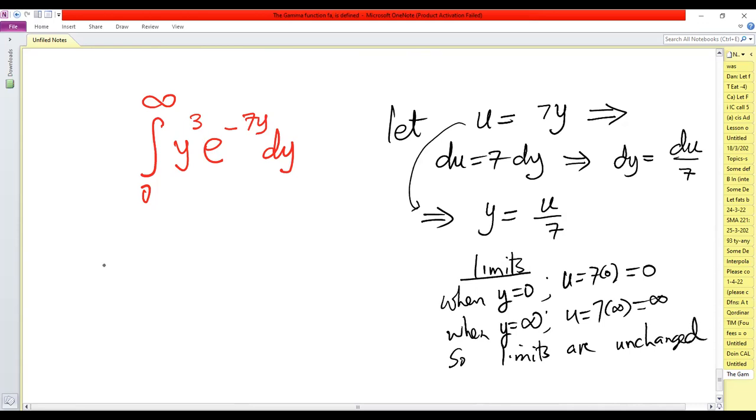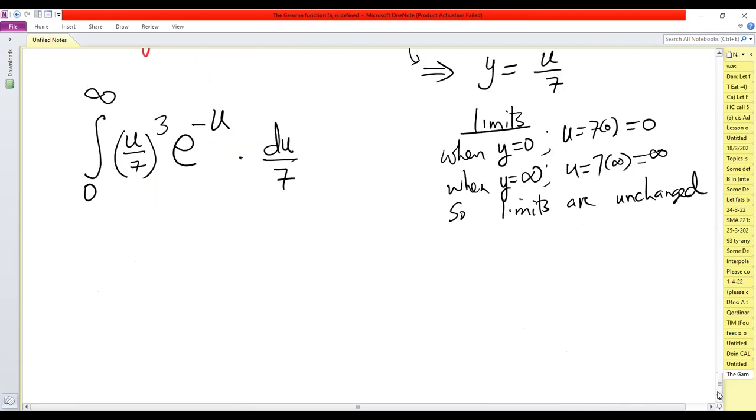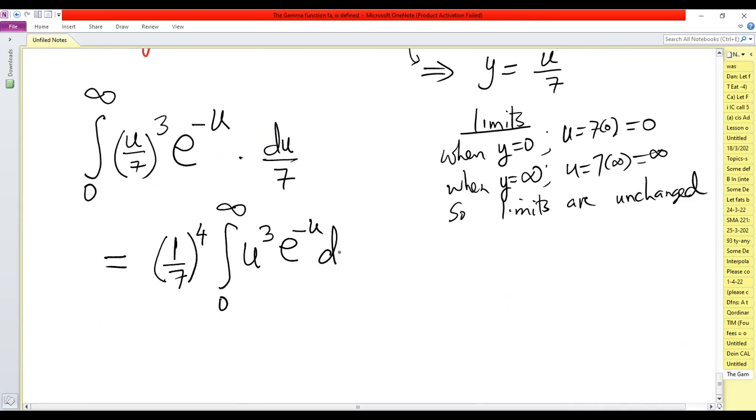Now, therefore, we'll write this one as integral 0 to infinity, where this y we put u over 7 raised power 3, e raised power negative u, because 7y is u, and then where there's dy we put du over 7. Now, this is also the same as 1 over 7 power 4, because we have power 3 here and then power 1 here. Integral 0 to infinity u power 3 e raised power minus u du.